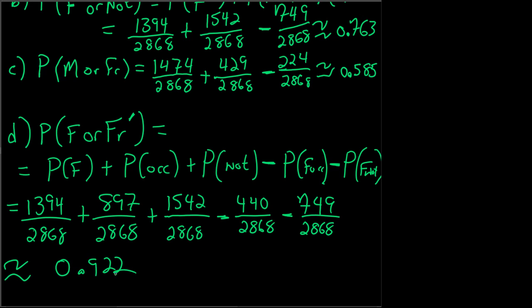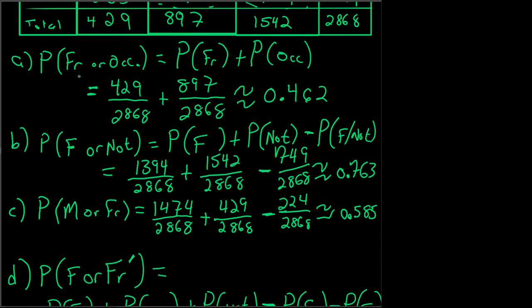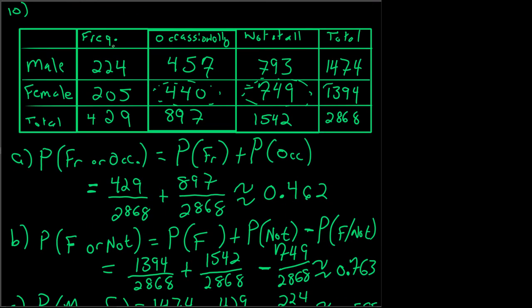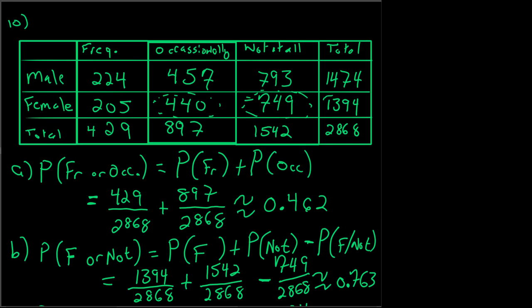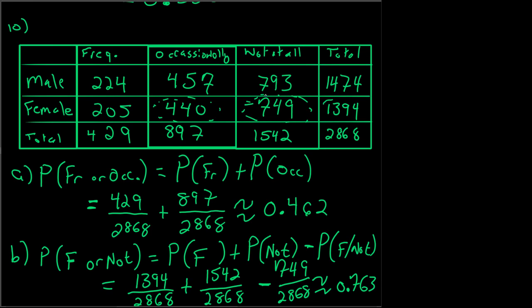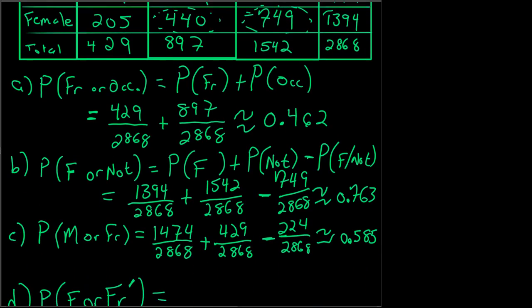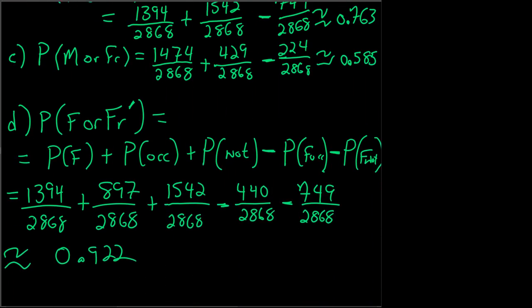And so when we're doing conditional probabilities and we have an or, we have to double check to make sure that we take care of overlappings. For our first part, where frequently or occasional did not overlap, there was no subtraction. But in the other categories where there was an overlap, when we looked at frequent and female, this overlap of 205 had to be taken care of. Or female or not, this overlap of 749. And so we have to subtract out the overlapping areas.